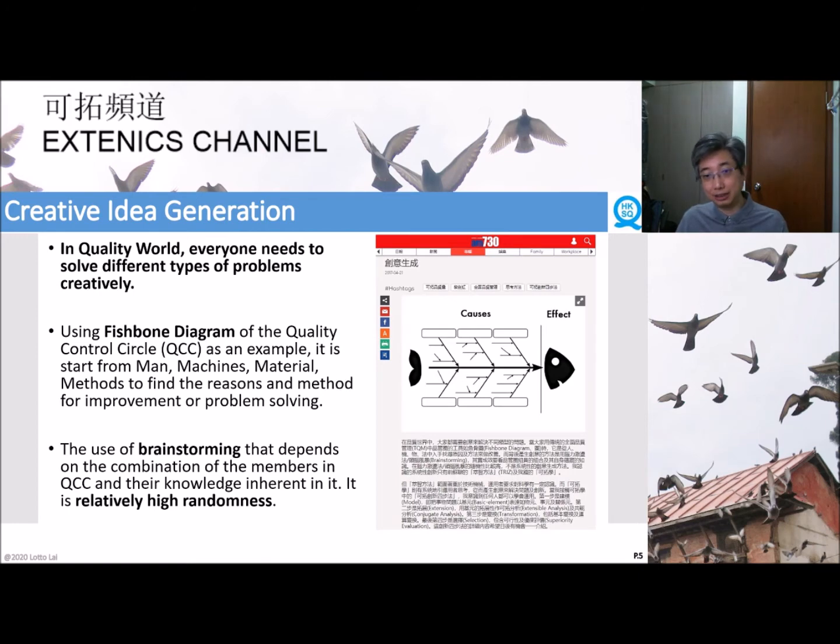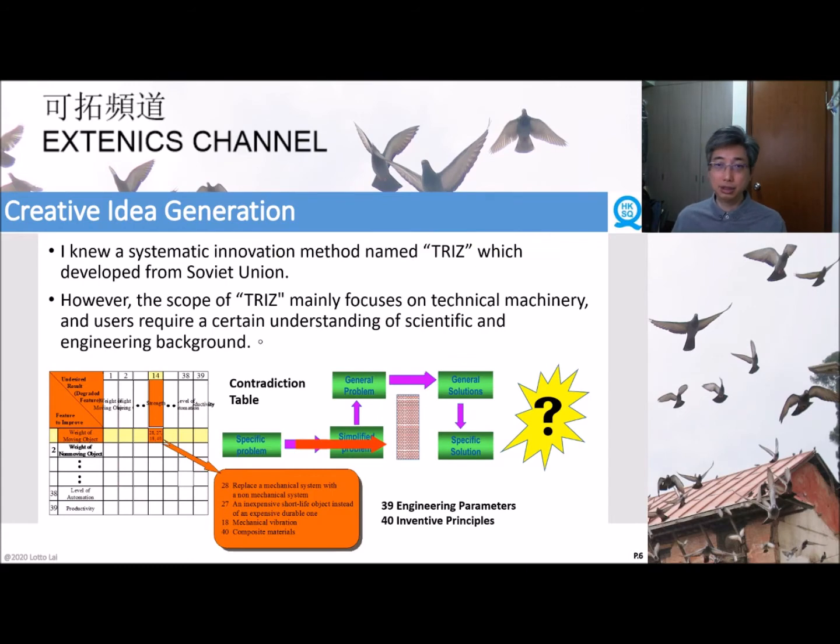However, it depends on the combination of members in the QCC and their inherent knowledge, and it is a process with relatively high randomness. It's not so systematic, and it is random, based on people. What is a combination of people? Usually a QCC has engineers, marketing, or other types of team members.